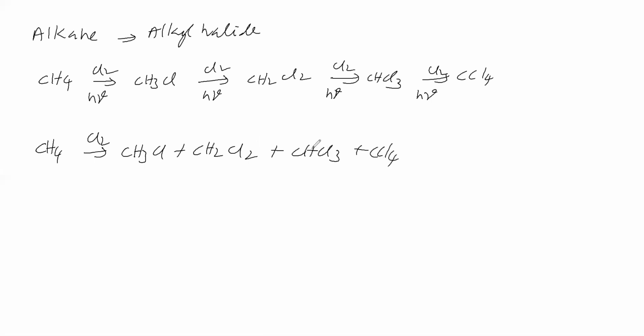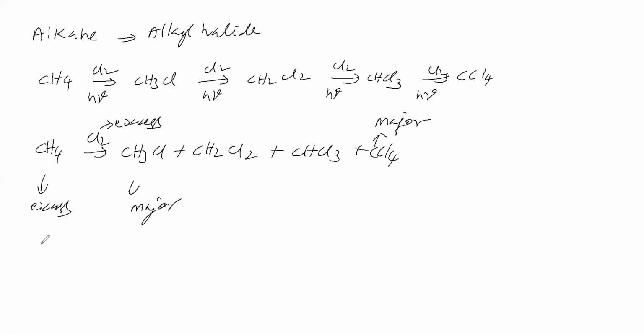Like these, products are possible. If methane is in excess, methyl chloride is major. If Cl2 is in excess, CCl4 is the major. So anyhow, methane on chlorination gives a mixture of products. If you want to convert methane into methyl chloride, you have to take methane in excess. Then we get methyl chloride. That means monochlorination is possible.